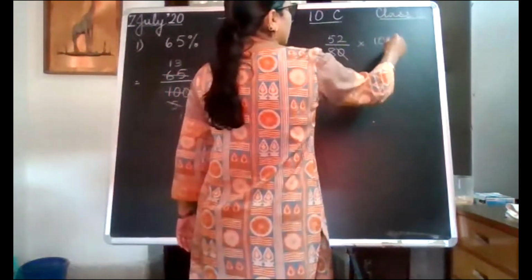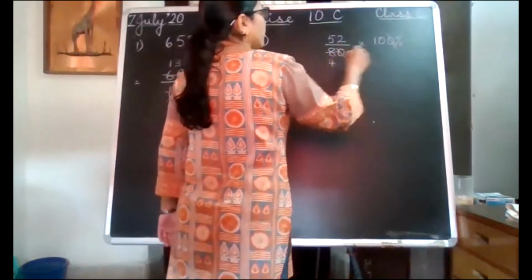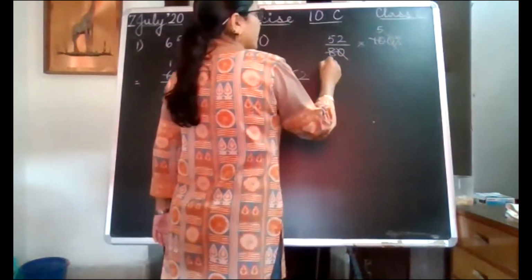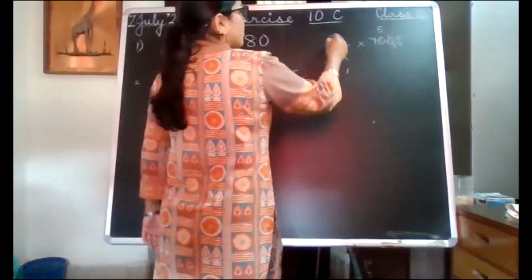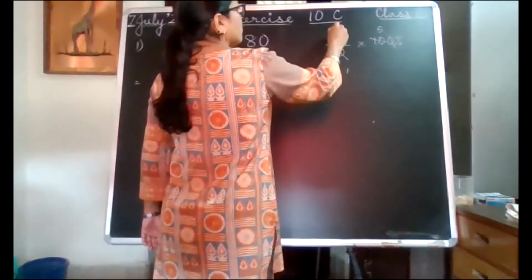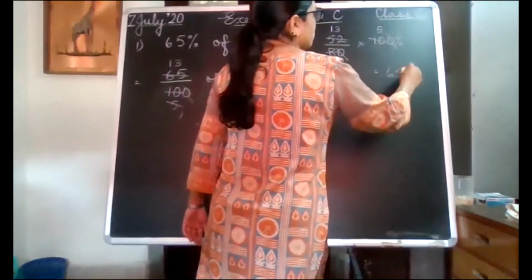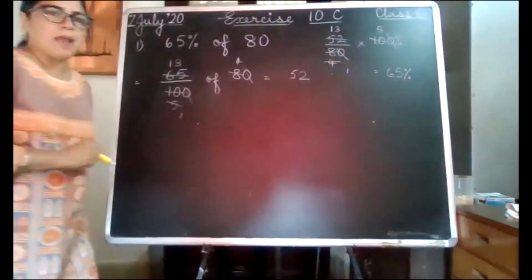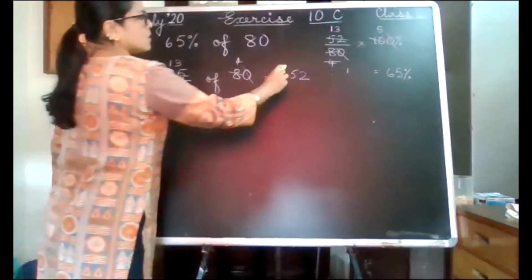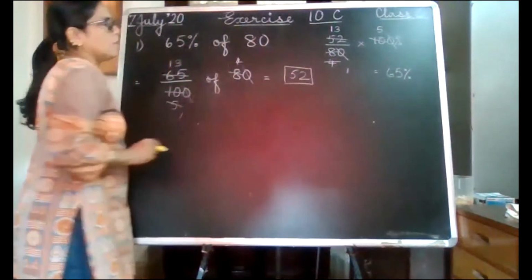So let us check it out. 2 divides 4 times, 2 divides 5 times. Now 4 can be divisible by this also. 4 1s are 4, 4 3s are 12, 13 5s are 65. So you got your 65% back. It means Kamal has scored 52 marks.